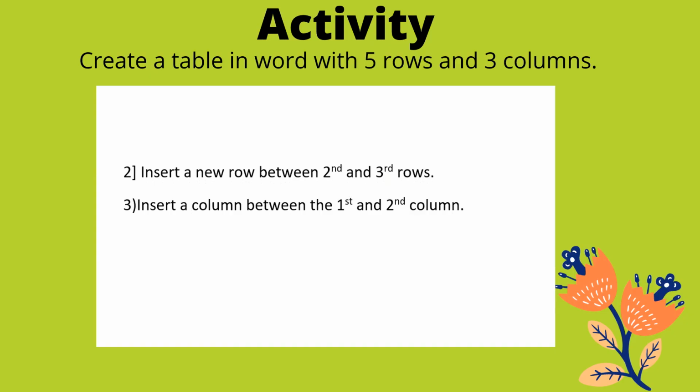This is the activity for you. Create a table in Microsoft Word with 5 rows and 3 columns. First you create a table. Then second step, after creating, insert a new row between the second and third row. And again, one more column you have to insert in the table between the first and second column. This is a small activity. Please try to do it at home.